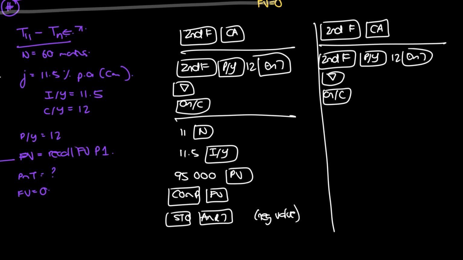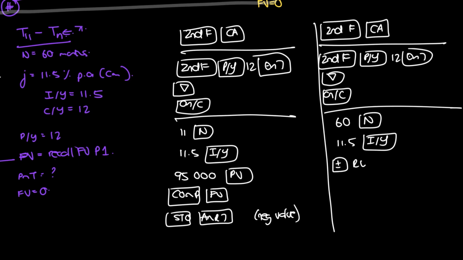And we clear our screen. Then we put in the information that we need. So that's 60N. That's 11.5 IY. And then we need to recall our information now. So it's a present value, so it's an inflow of money to us. So we're going to say plus minus recall wherever we recalled it in the last part. So I put it in variable A, and then I'm going to say present value.